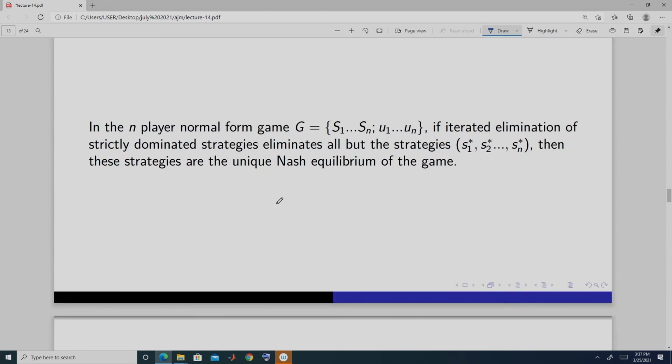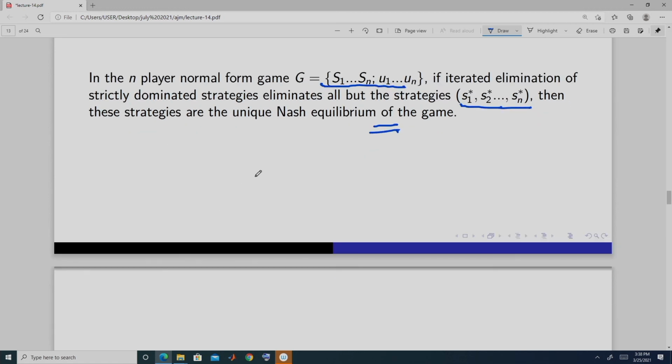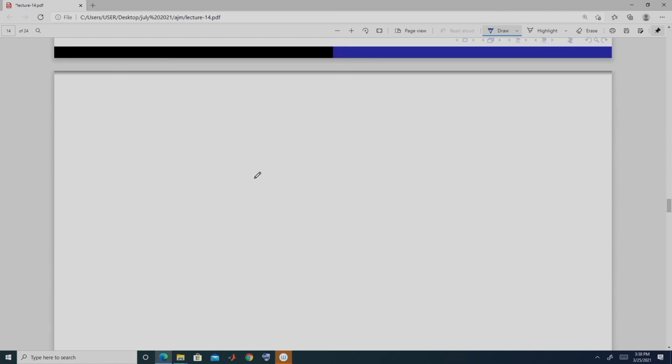That is, in an n-player game, which is a normal form game with strategy sets S1, S2, ..., Sn and payoff functions U1, U2, ..., Un, if iterated elimination of strictly dominated strategies eliminates all but one strategy for each player, so we are left with only one outcome, then these strategies are the unique Nash equilibrium of the game. We will not prove this result because this course is an introductory course, but we will do a more or less general example to show this result.